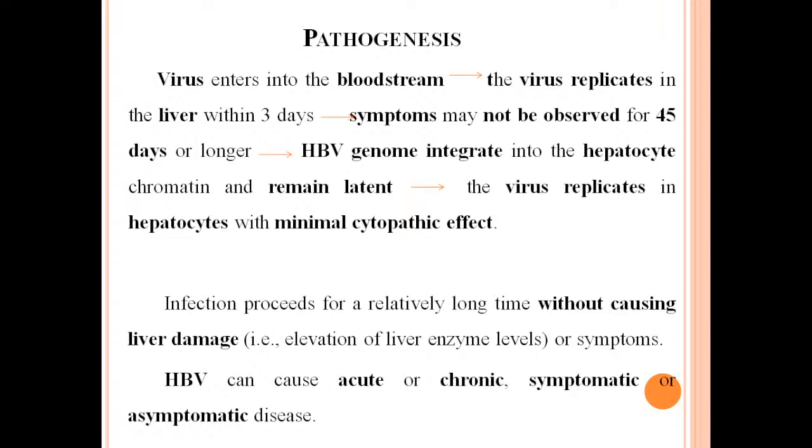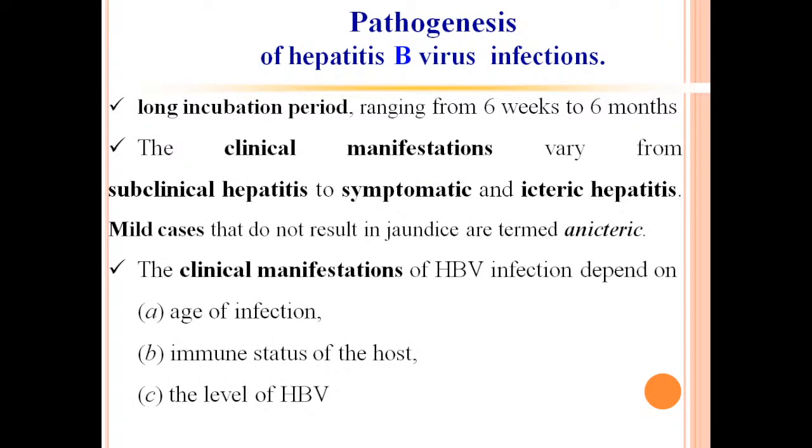Hepatitis B infection persists for a relatively long time without causing liver damage, for example, elevation of liver enzyme levels or symptoms. Hepatitis B virus can cause acute or chronic, symptomatic or asymptomatic disease. This disease is characterized by a long incubation period, ranging from 6 weeks up to 6 months. The clinical manifestations vary from subclinical hepatitis, as I've said, to symptomatic and icteric hepatitis.